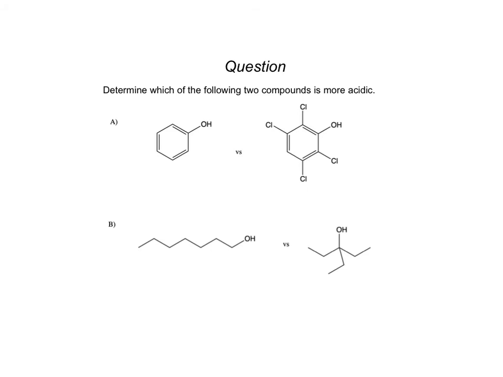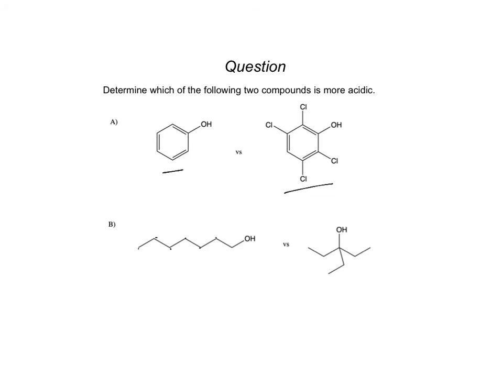Okay, so go ahead and try these two. I have two different problems here. I want to know which of the two following compounds is more acidic. We have phenol versus this tetrachlorophenol. And then we've got heptanol versus, what is that? I don't even know. It looks like some sort of sea creature with an alcohol group.